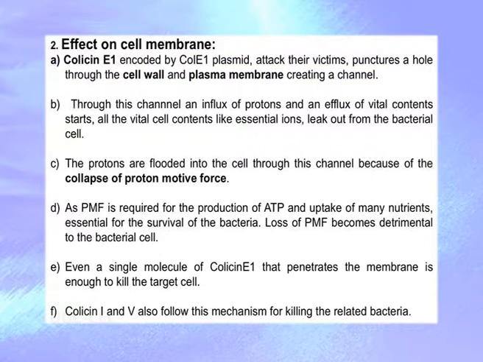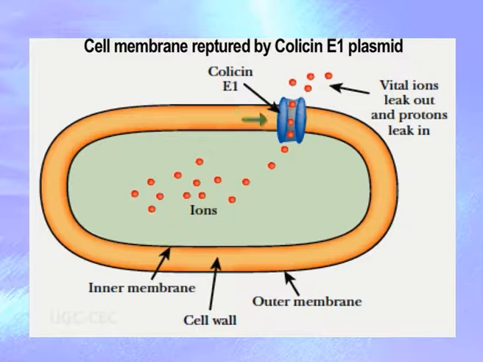Colicin E1 encoded by Col E1 plasmid attacks its victims, punctures a hole through the cell wall and plasma membrane, creating a channel, and through this channel an influx of protons and efflux of vital cell components are likely responsible for the lysis of the bacterial cell. As the protons are getting inside the bacterial cell, the proton motive force is lost, which is responsible for ATP generation. So this is the way how bacteriocins kill the neighboring cells.